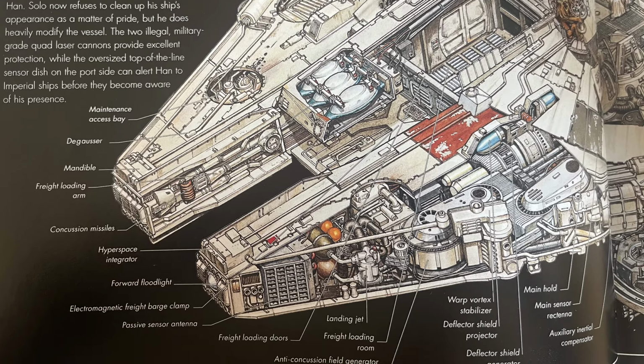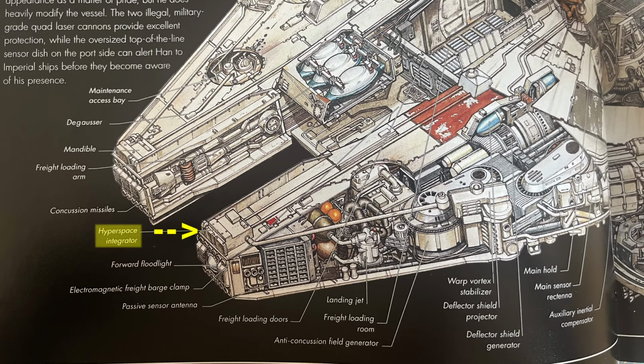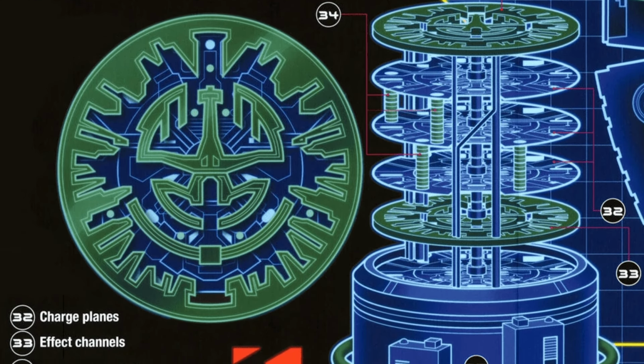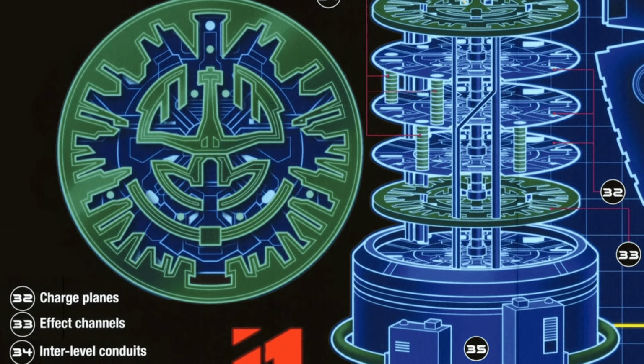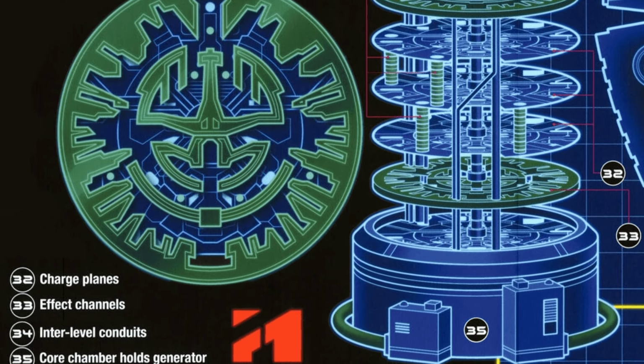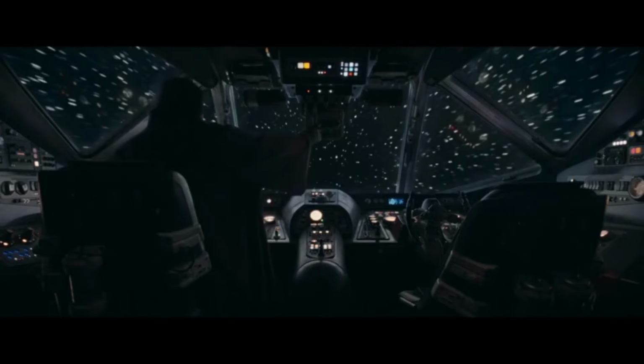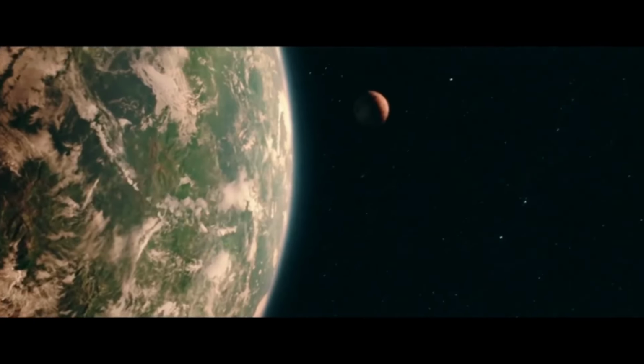And here we note these details: a hyperspace integrator and a warp vortex stabilizer. Okay, great. We can imagine a couple things with this. But if you looked at the Legends specs for the hyperdrive, which had an SSP-05 hyperdrive generator, the blueprints showed a flow of supraluminous particles. So let's break down what those mean. A hyperspace integrator, we can imagine, is literally integrating the ship with hyperspace, right? You have to make that transition between normal space and hyperspace.